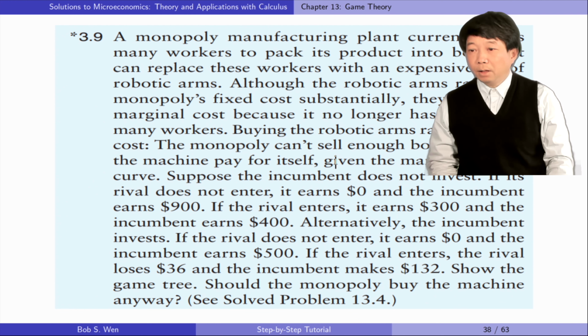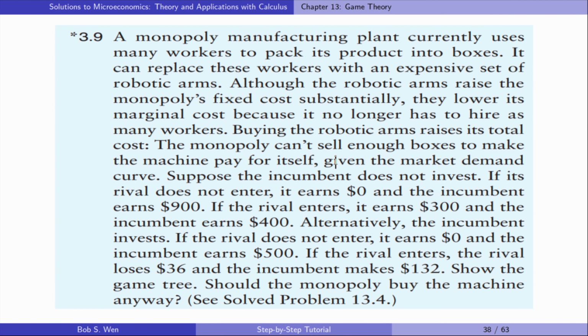Alternatively, the incumbent invests. If the rival does not enter, it earns 0, and the incumbent earns 500. If the rival enters, the rival loses 36, and the incumbent makes 132. Show the game tree. Should the monopoly buy the machine anyway?